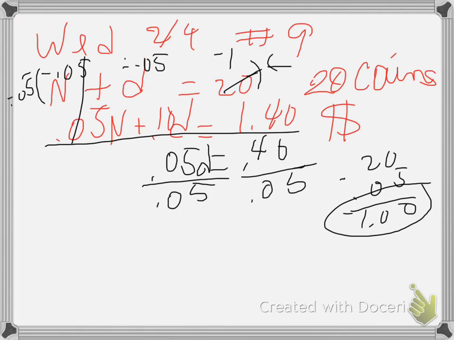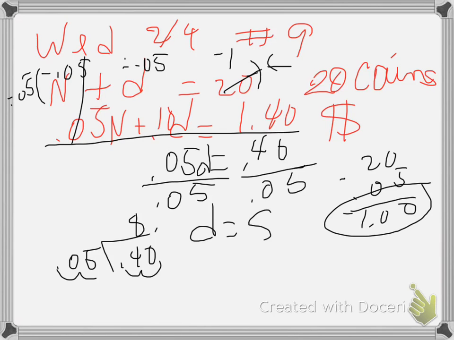0.05 divided into 0.40, if you want to use a calculator, you can. Or you can just write it out like I'm doing, bring it back to memory of middle school. So you move the decimal at the end, so we know it's 8. So that tells us there are 8 dimes.